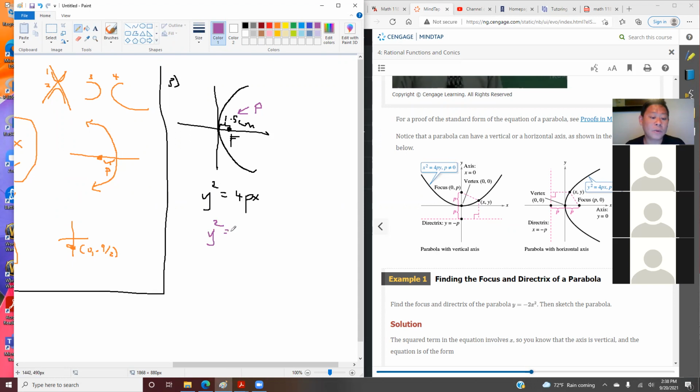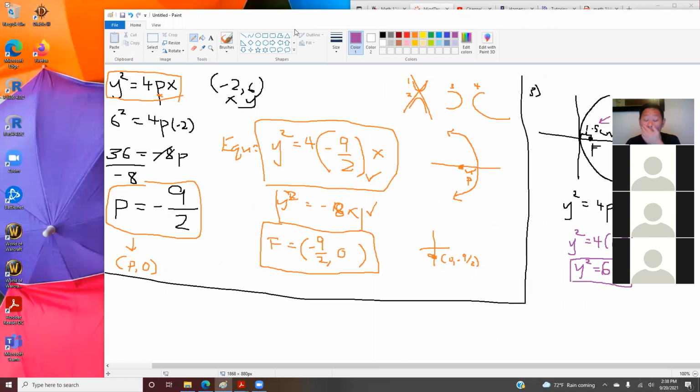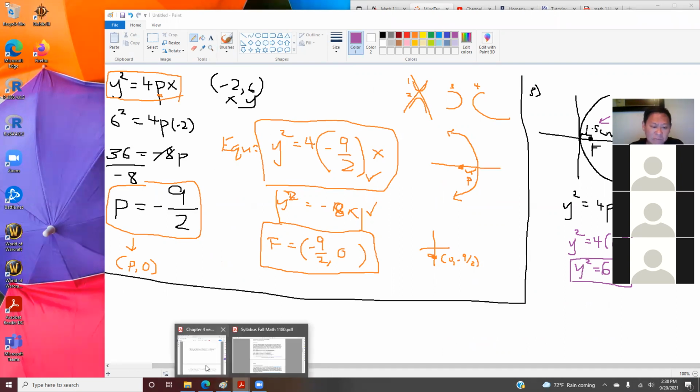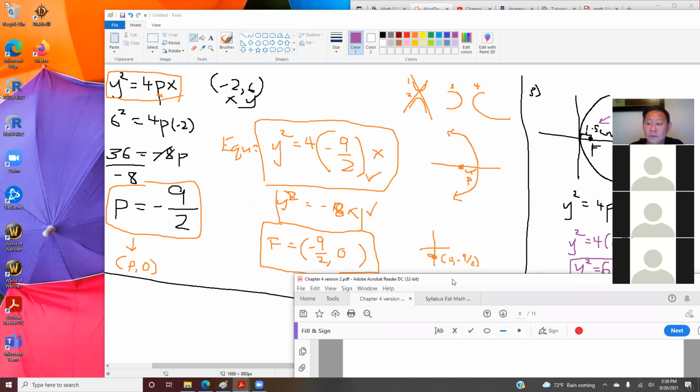So y squared equals 4 times 1.5x. Again, I take this as the answer, but if you want to multiply it in, it's also fine. Anyone know what 4 times 1.5 is? 6. So this is your answer in this case. So this is how we do it. It's not that difficult. The only difficult part is making sure you know what it looks like. Once you figure out whether it's upward, downward, or sideways, it's not that difficult.